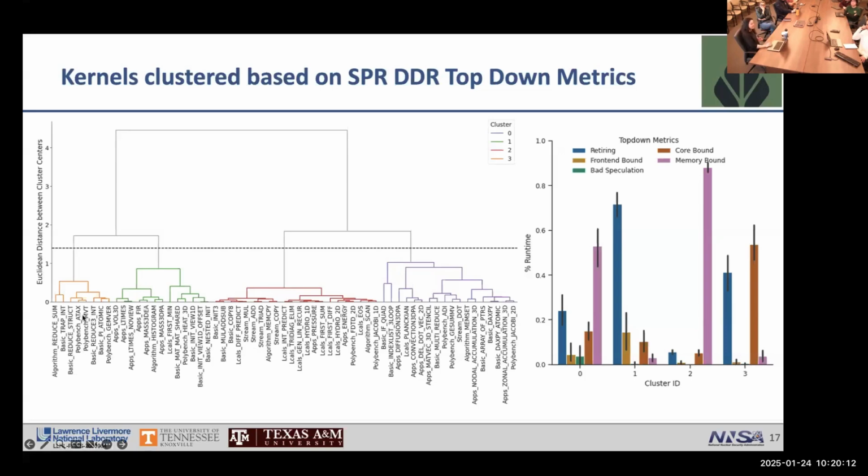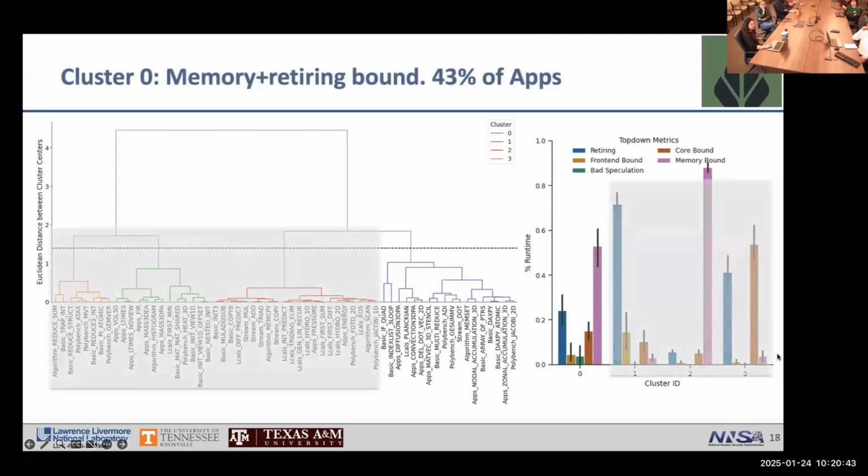So you can see that it's not super important to see which kernels exactly are in which groups. I'll go over that, but they do get mixed up across them. And then you can see the different average metrics for each cluster here on the right. So it ended up with a mostly memory bound cluster. That's 2. 0 is memory and some retiring. 1 is retiring, and 3 is our kind of core bound cluster. I'll go into a little more detail next.